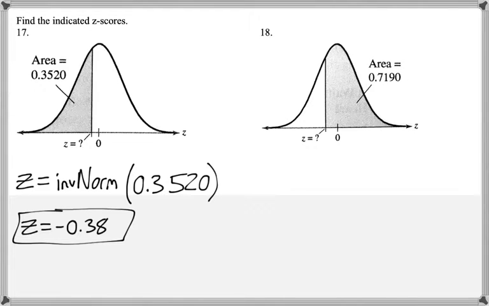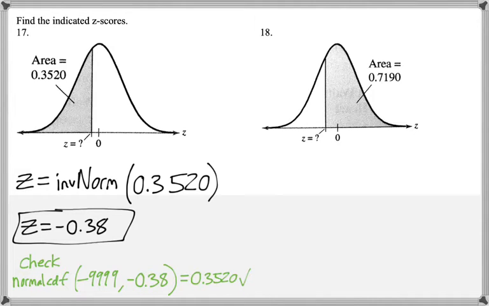Now you can check your work. So if we type normal CDF of negative infinity up to negative 0.38, then that is equal to 0.3520, which is the original area.